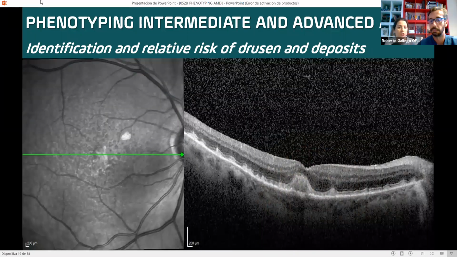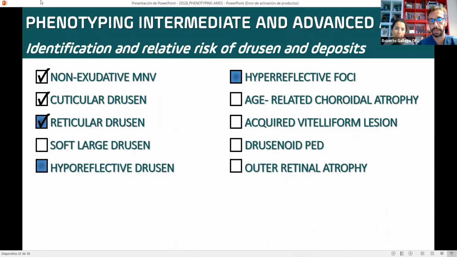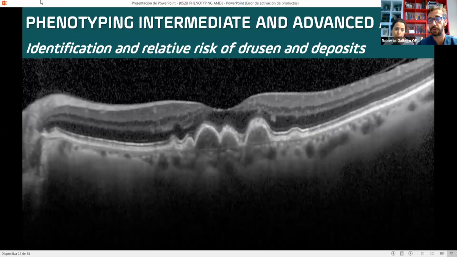That's the image that I was referring to in the near infrared. If you see all these hyporeflective dots, those correspond to supraretinal drusenoid deposits. And what's the lesion in the subfoveal area? So again, as we saw with the cuticular drusen, those types of deposits are also associated with acquired vitelliform lesions. Okay. We also have reticular drusen. Let's move on to soft drusen.